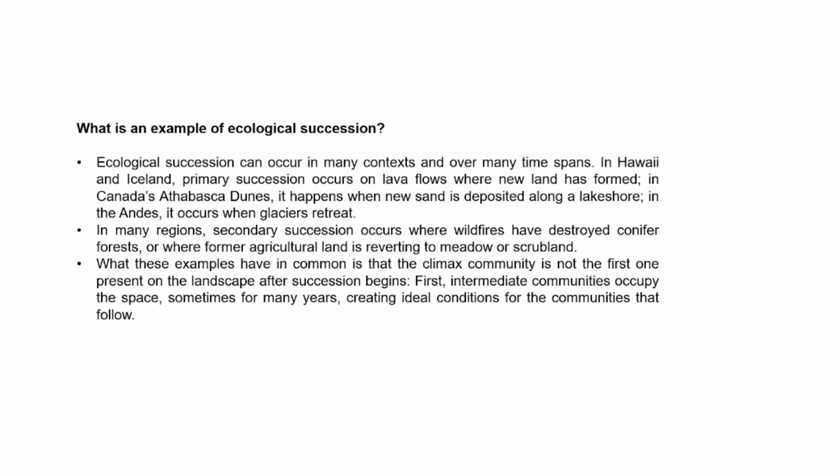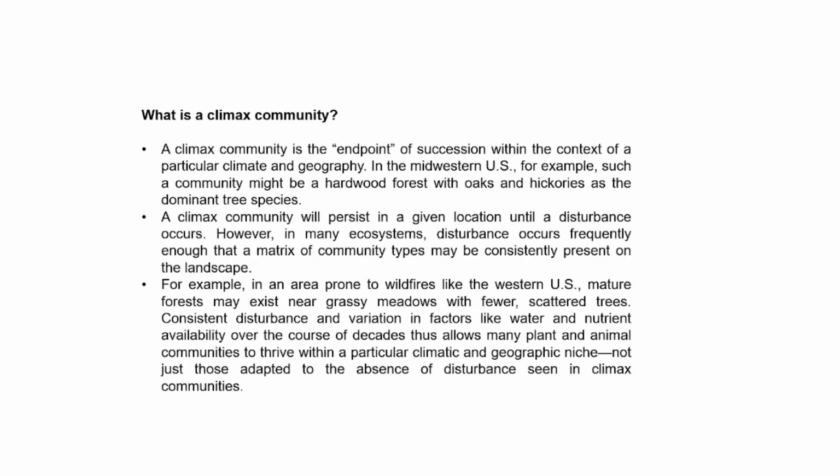What these examples have in common is that the climax community is not the first present on the landscape after succession begins. First, intermediate communities occupy the space, sometimes for many years, creating ideal conditions for the communities that follow. The mature climax community doesn't happen overnight. It takes time for that ecosystem to be alive again in the case of secondary succession. And we are talking about the climax community a lot. So what is a climax community? It is basically the end point of succession within the context of the particular climate and environment, with whatever is available, geography and everything.